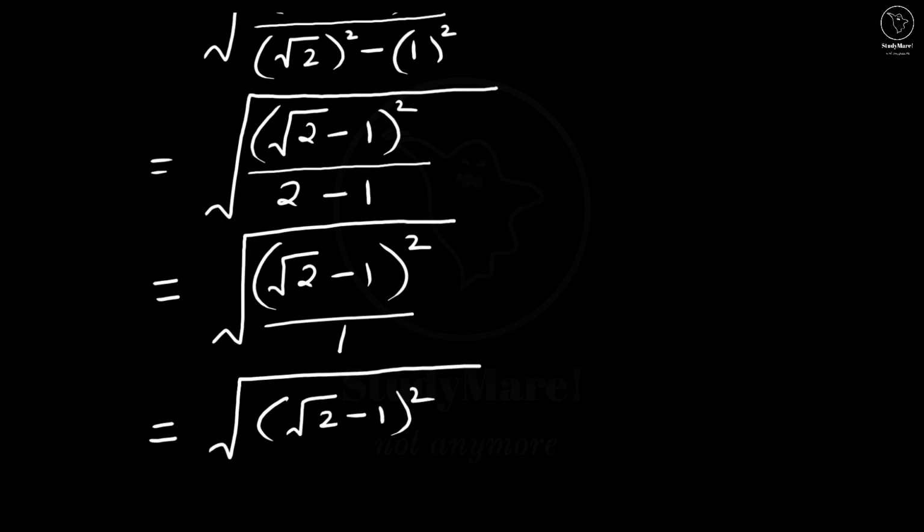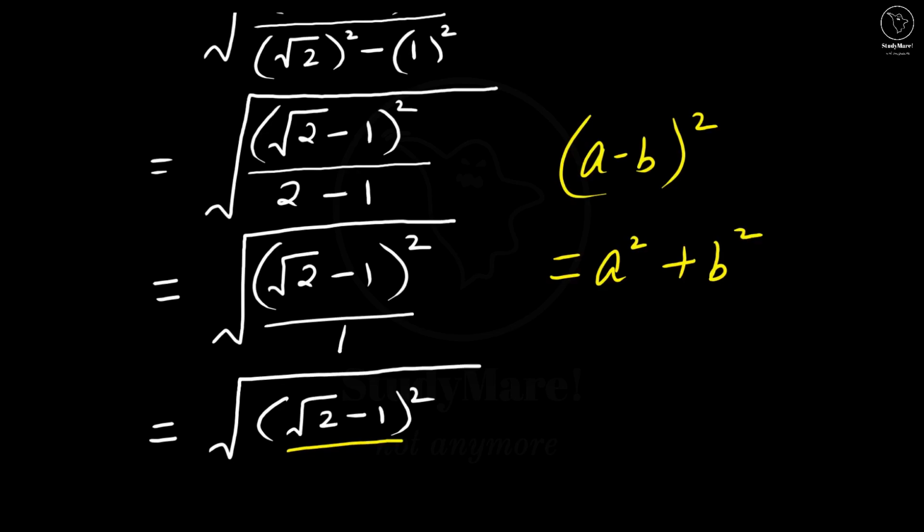Now if you look at this, here again we can have an identity that says A minus B whole square is equal to A square plus B square minus 2AB. Yes, we can use it to expand. But if we expand it, it is going to get complex. Without expanding, we are going to solve it, and that too very easily.